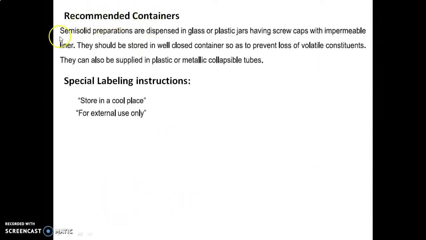Recommended containers: semi-solid preparations are dispensed in glass or plastic jars having screw caps with an impermeable liner. They should be stored in a well-closed container so as to prevent the loss of volatile constituents. They can also be supplied in plastic or metallic collapsible tubes. The special labeling instructions are: store in a cool place and for external use only. In the next session, we will see the actual experiment.